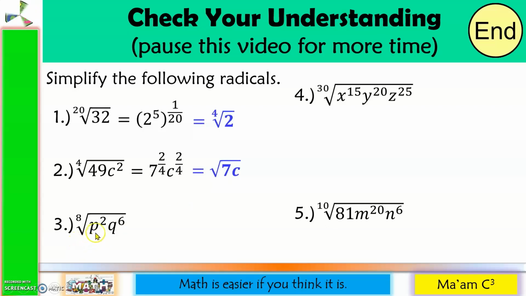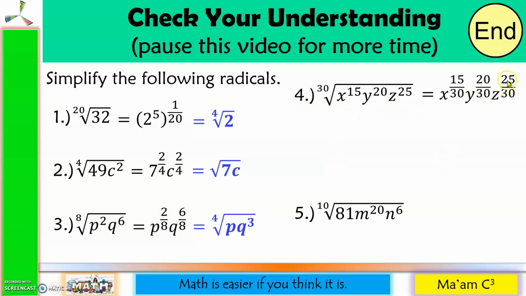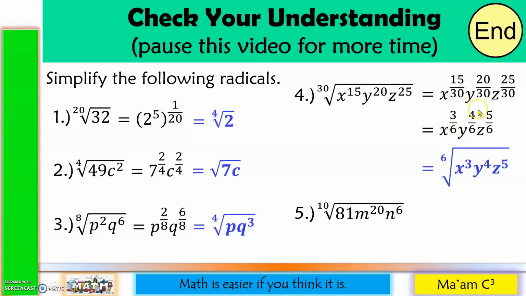Next one, this will be p raised to 2 over 8 and q raised to 6 over 8. Then I'll divide everything by 2. So this will be 1/4 and this will be 3/4. So I have 4th root of pq cubed. Next, I'll convert this to exponential form and then I'll divide everything by 5. So 6 will be my index. So this will be 6th root of x cubed, y to the 4th, z to the 5th power.